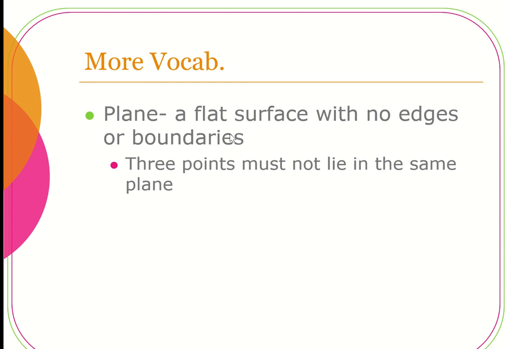More vocabulary. A plane is a flat surface with no edges or boundaries. So imagine a tabletop that goes on forever in every direction. That is a plane. All right, 3 points must not lie in the same plane.